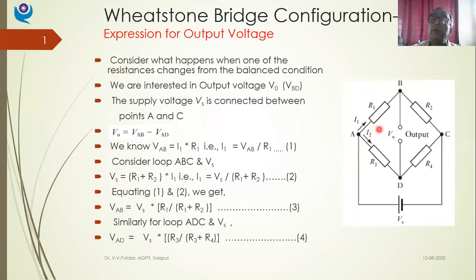So in this exercise, we are going to derive expression for output voltage V0 when the bridge is unbalanced. Why the bridge is unbalanced? Because one of the resistances has changed. Why one of the resistances has changed? Because either it is subjected to length change or it is subjected to temperature change. Whatever is the cause, it is subjected to resistance change. And because of that, the output voltage is changing. Now we want to derive expression for this change in output voltage.